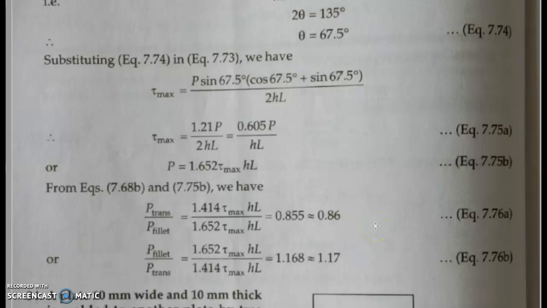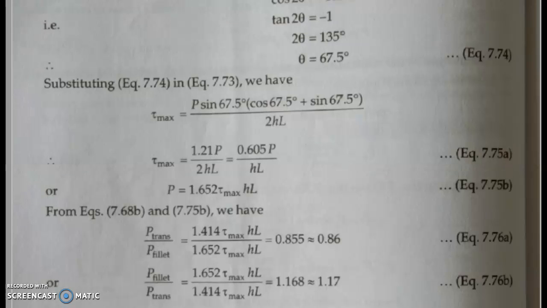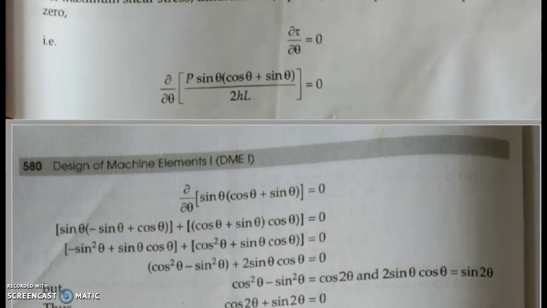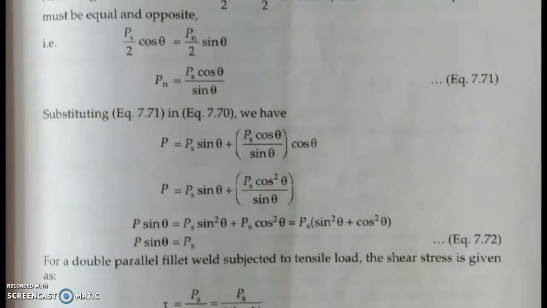So these are the three conditions, or three methods, of the question they are asking. So if any one question, any method, is asked in the question paper, please write this same answer.